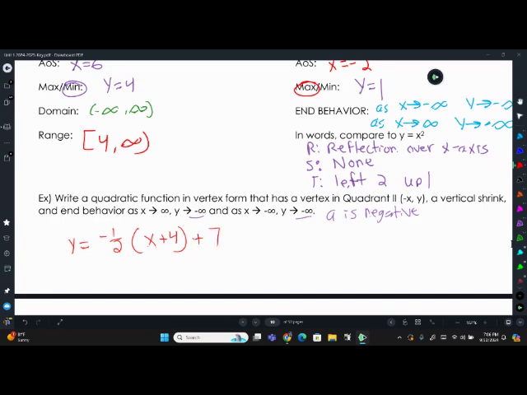So this function has an end behavior that goes down on both sides, a vertical shrink, and a vertex in quadrant 2, because the vertex of this is (negative 4, positive 7). Okay. So that's graphing in vertex form of a quadratic. A lot of similarities to those absolute value graphs. So hopefully there wasn't too much that was new here, just that y-intercept piece that was new.